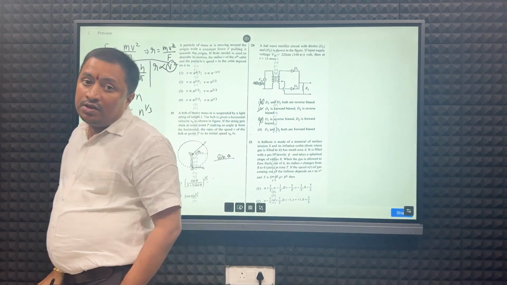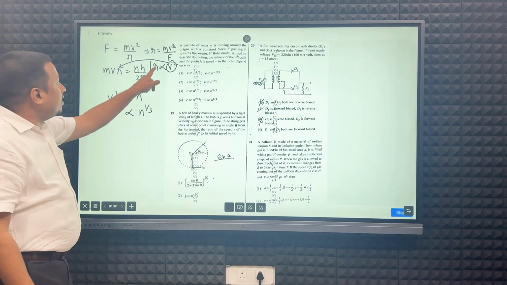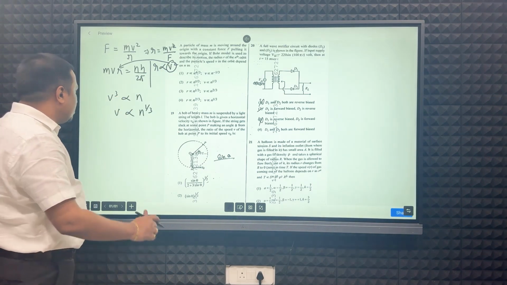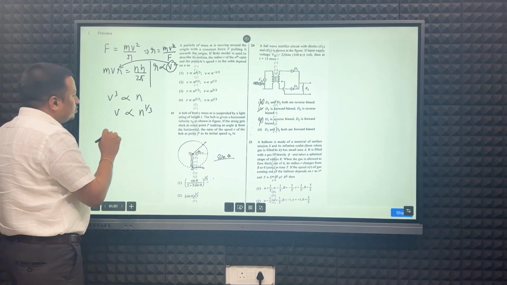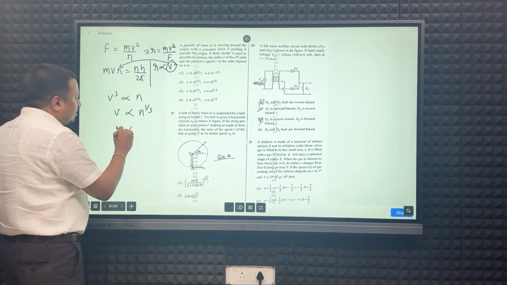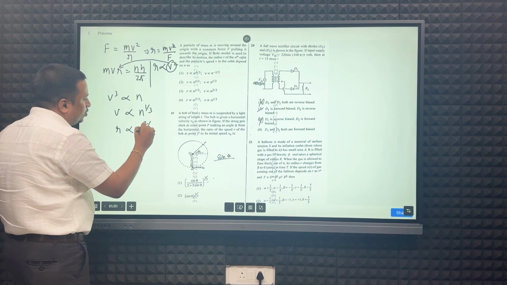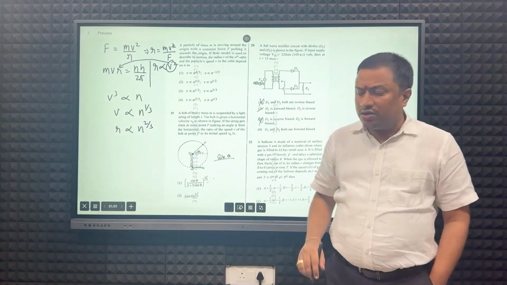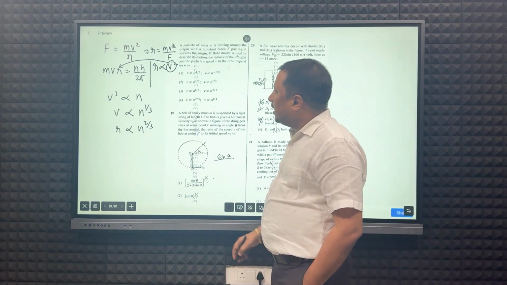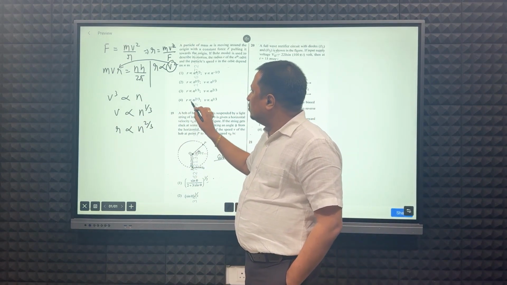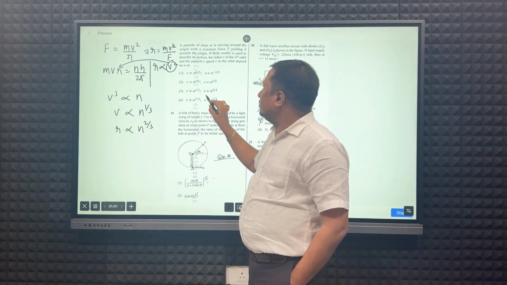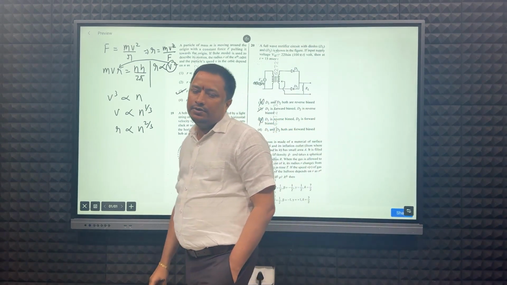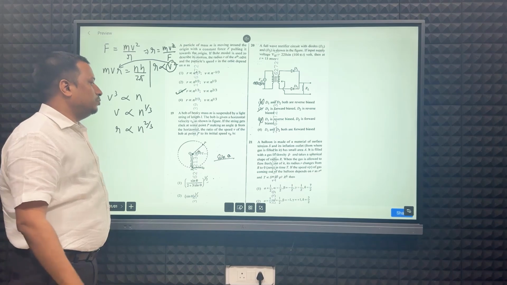No problem. The other aspect is that r is directly proportional to v square. So here we can also say that r will be directly proportional to n raised to power 2 by 3. So here let us see which options can be correct. V is directly proportional to n raised to power 1 by 3 we have, as well as n raised to power 2 by 3 we have. The third option seems to be correct for Bohr's model.